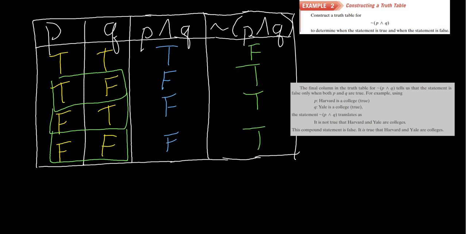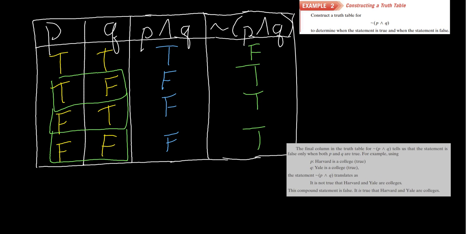So just a word example to put meaning to the P and the Q. If P were Harvard as a college, and Q were Yale as a college, both are true, so that would be P and Q. The statement not (P and Q) translates as: it is not true that Harvard and Yale are colleges. Well, obviously that is going to be a false statement, because it's true that Harvard and Yale are colleges.